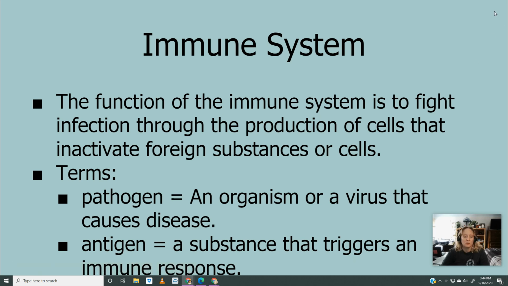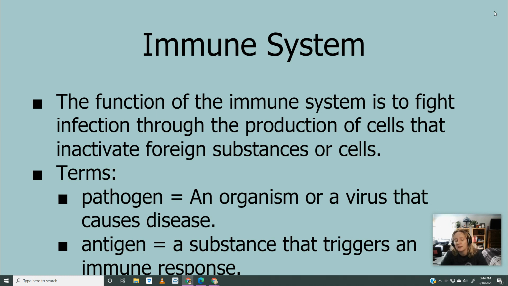In this video, we're going to look quickly at the immune system. So the function of the immune system is to fight infection through the production of cells that inactivate foreign substances or cells. So basically, it protects you from anything that's going to get inside of it.